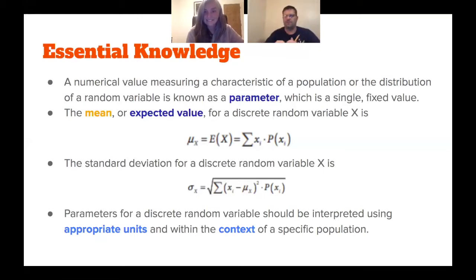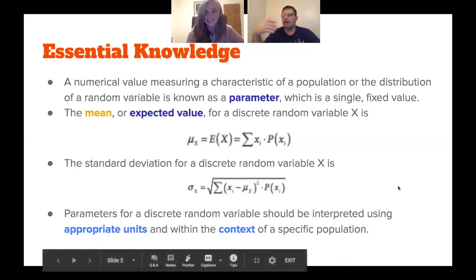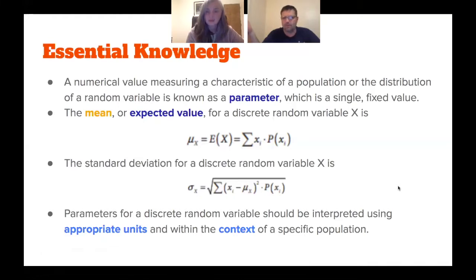We don't assume we know what you're talking about just because you did a bunch of math. So always use appropriate units and always give context. Basically, don't give me a naked number. You need to tell me what that number means. Really, you're just going to parrot back the topic of the problem. It's the easiest points on the whole test. Just don't forget to do it.